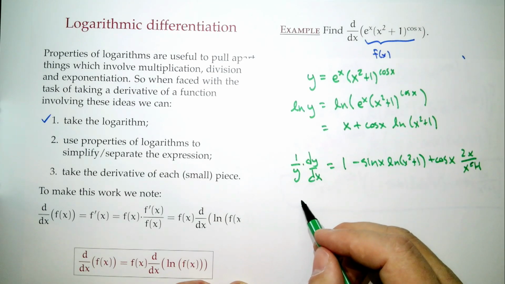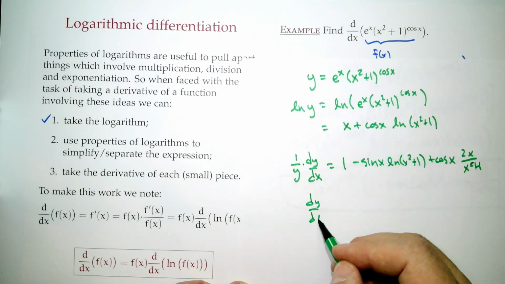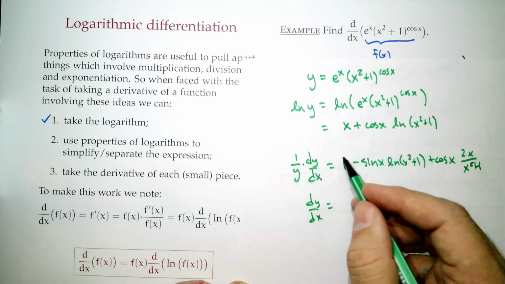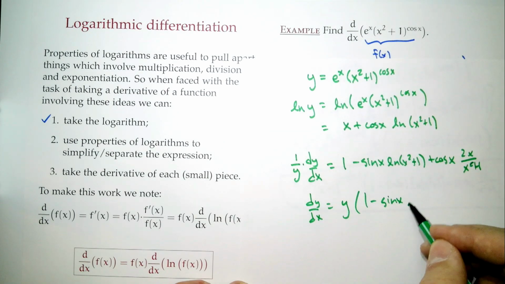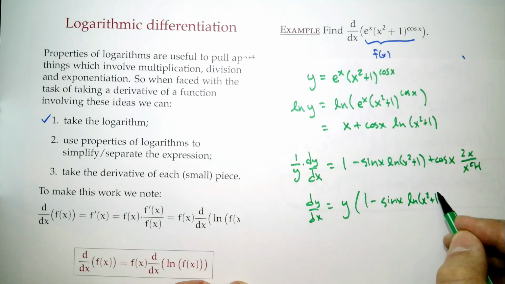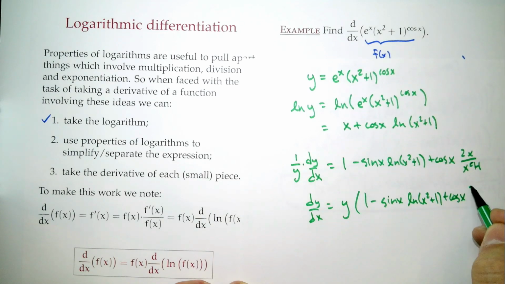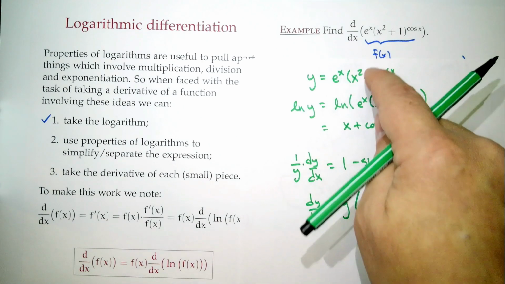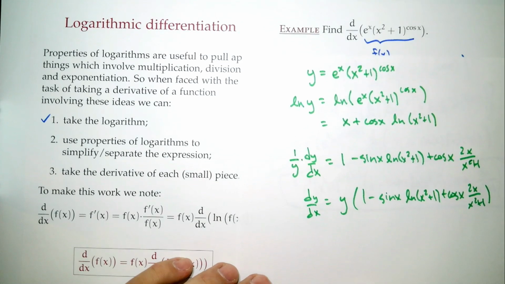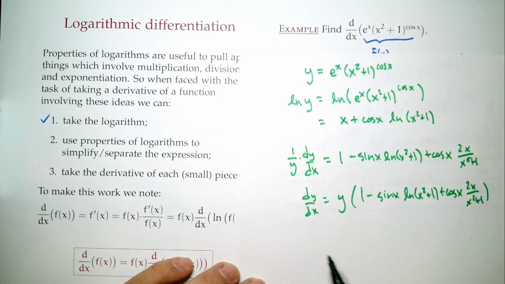Well, to finish it off, we say that dy dx is equal to, multiply both sides by y. 1 minus sine of x log of x squared plus 1 plus cosine of x 2x over x squared plus 1. But the last thing is, I don't want to end up with a y. Everything has to be back in terms of x, and so you substitute back in. So everywhere you see a y, you replace it by the original function.